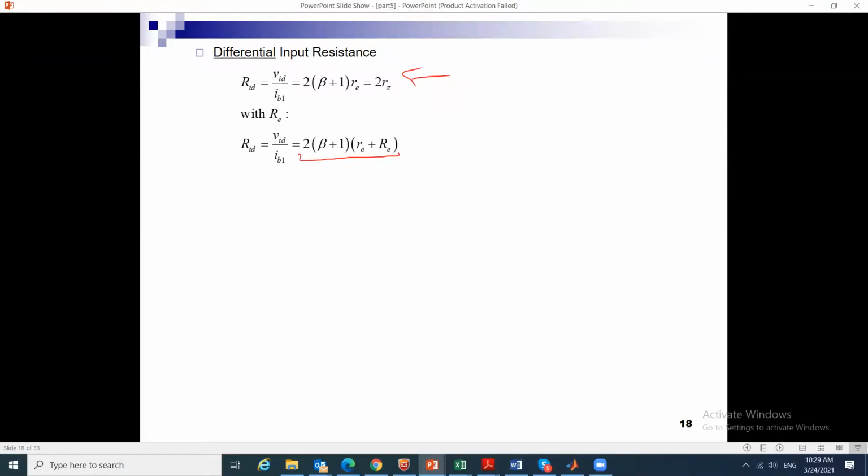Okay, great. Now the differential voltage gain. So the differential voltage gain, I can build it from the half circuit. I don't have to rederive it. This node will be grounded.